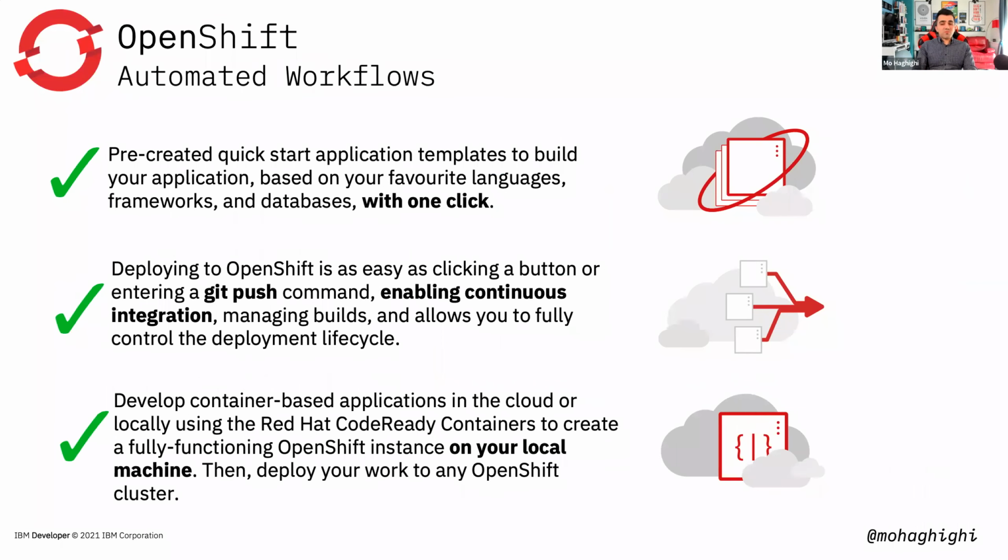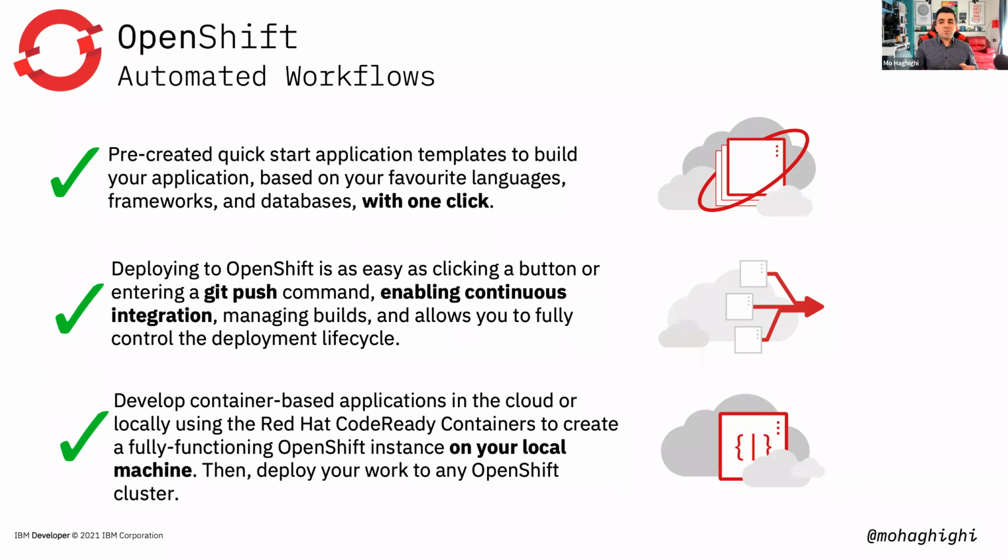So that gives us three key important features. One, as a developer, you want to get started on coding as quickly as possible rather than learning about different commands and platforms and tools. OpenShift comes with pre-created quick start application templates to build your application. Whether you have Java, Python, what have you, you can easily get started immediately because they're already pre-created quick start applications.